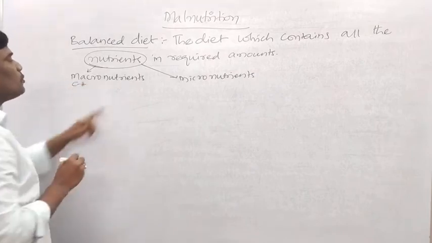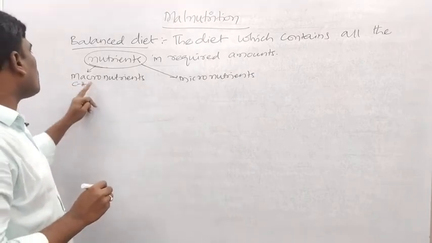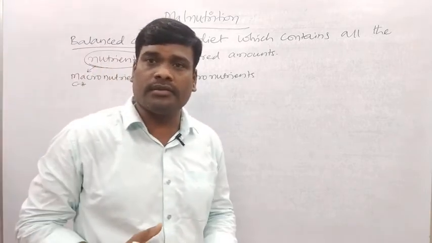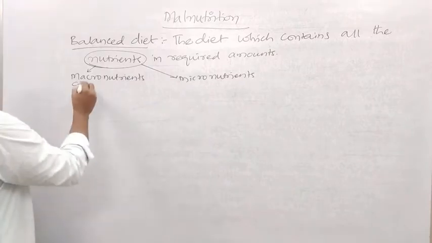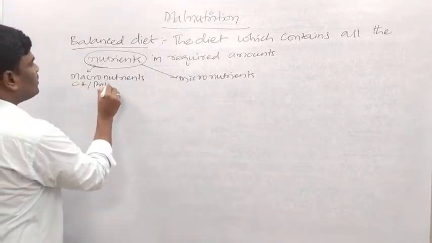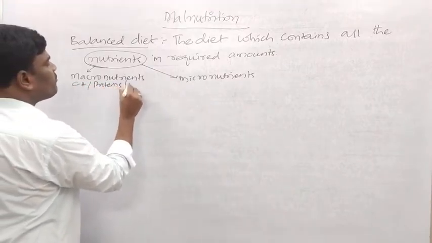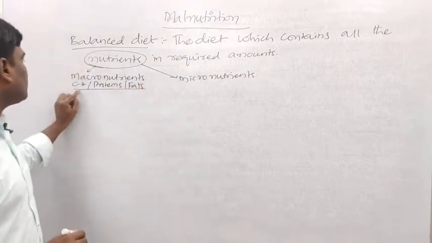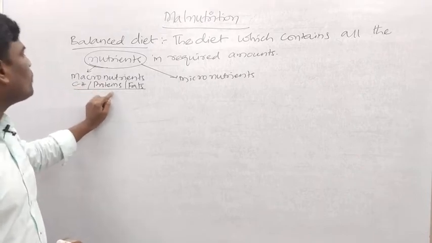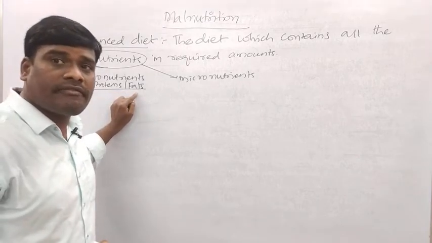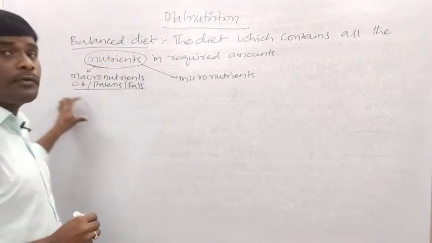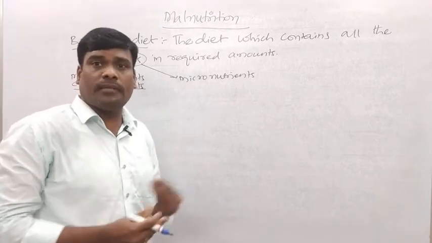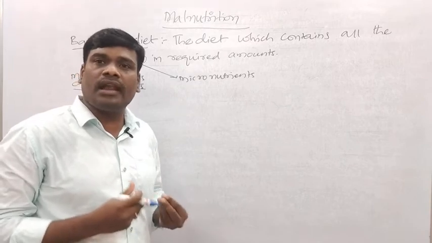So what are macronutrients here? Macronutrients mean the nutrients which our body requires in larger amounts. Such as carbohydrates, proteins, as well as what, children? Fats. So these are called macronutrients. What are they? Carbohydrates, proteins, as well as fats. They are called macronutrients, children, because our body requires them in larger amounts.